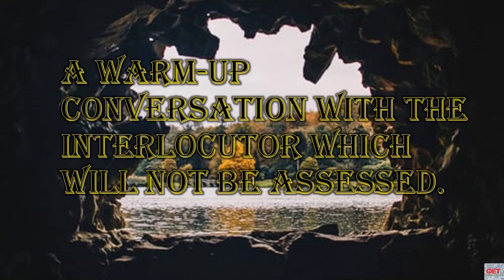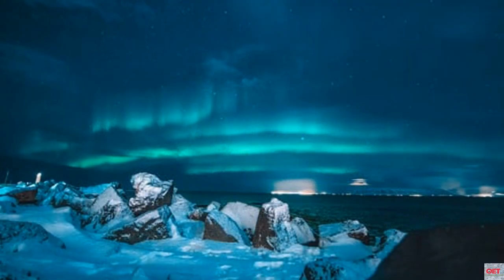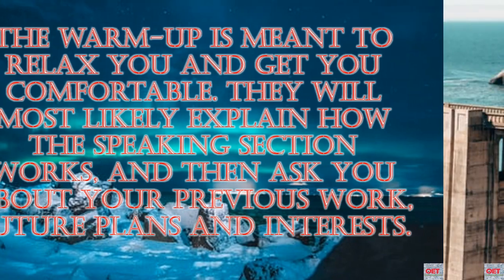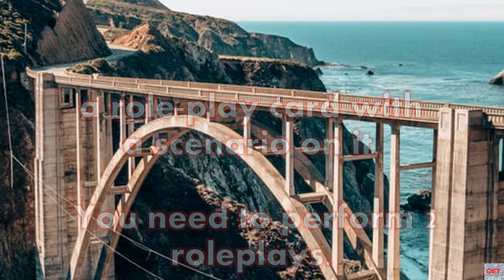How does the OET speaking subtest work? The speaking subtest consists of 3 parts and will take a total of 20 minutes. First, you will have a warm-up conversation with the interlocutor, who is your partner for this section of the test, but they are not assessing your performance. The warm-up conversation will not be assessed, and is meant to relax you and get you comfortable with your conversation partner. They will most likely explain to you how the speaking section works and then ask you about your previous work, future plans and interests.